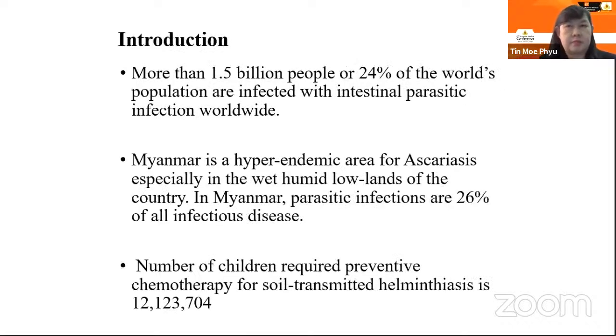Introduction: more than 1.5 billion people, or 24% of the world population, are infected with intestinal parasitic infection worldwide. Myanmar is a hyper-endemic area for ascariasis, especially in the wet humid lowlands of the country.